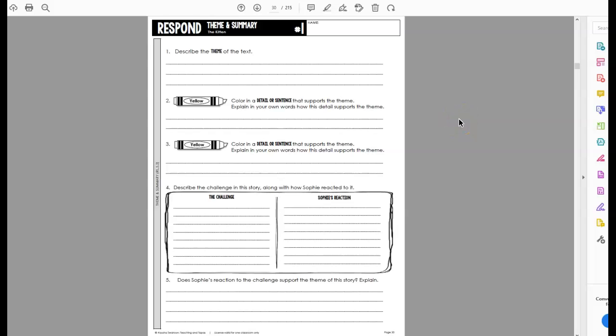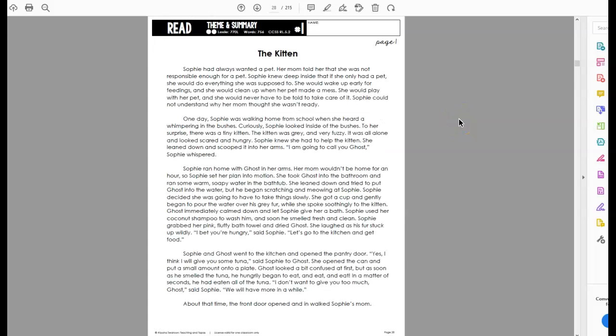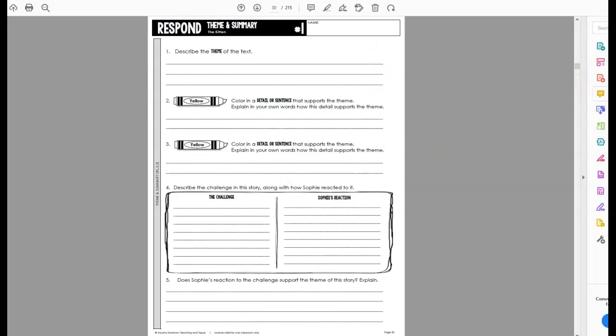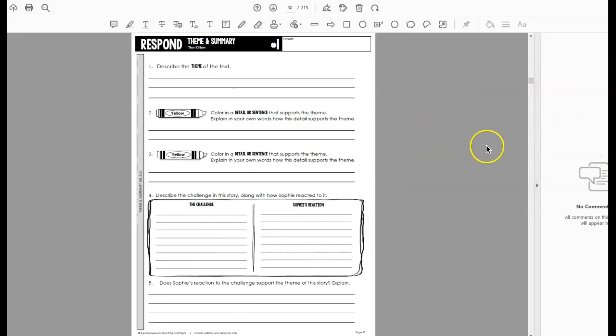Hi, fifth graders. You've had a chance to read the story about the kitten, and now it's time to answer the questions. I'm going to help you out here because I want to make sure you're getting the gist of the story and what we need to be writing. So don't forget to put your name on the paper, and let's get started.